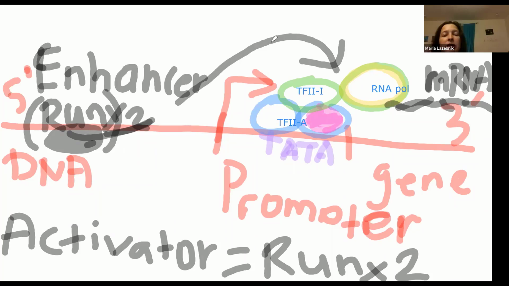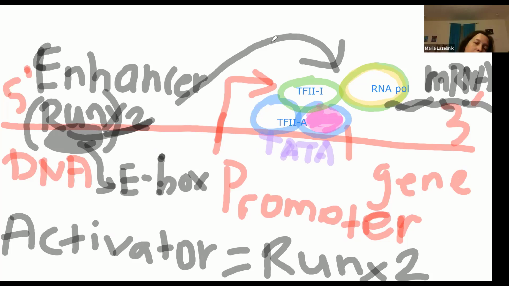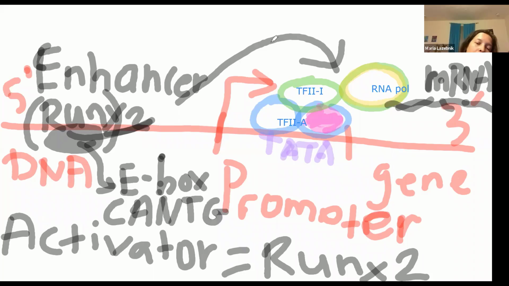RUNX2 binds to a specific sequence called an E-box. The E-box sequence has a particular motif, TANTG, where N can be any nucleotide. So RUNX2 likes it when it sees TANTG.